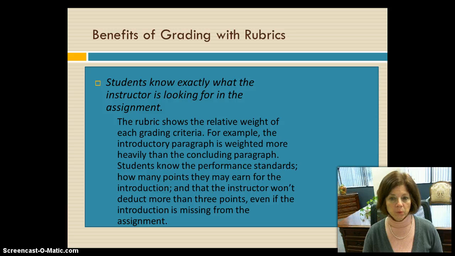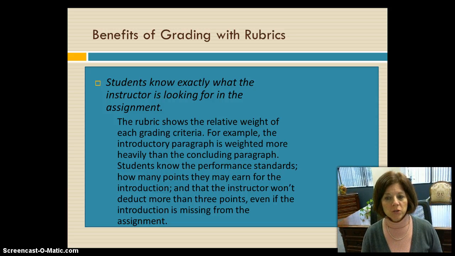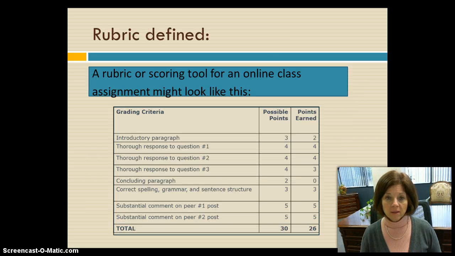Benefits of grading with rubrics. Students know exactly what the instructor is looking for in an assignment. The rubric shows the relative weight of each graded criteria. For example, the introductory paragraph is weighted more heavily than the concluding paragraph. And there you see the concluding paragraph was only worth 2 points. The introductory paragraph is worth 3. So if a student is trying to decide which one she has time to do, she might want to choose the introductory paragraph because it's worth 1 extra point.